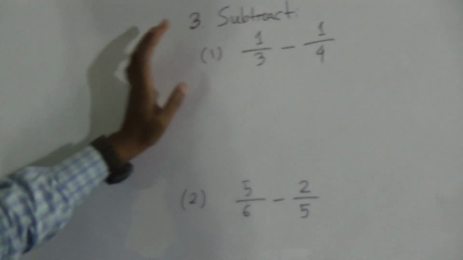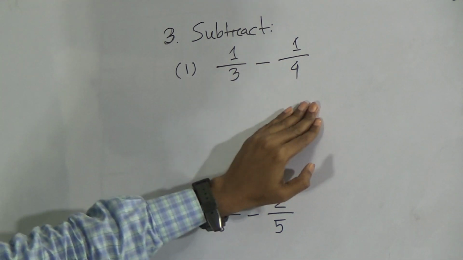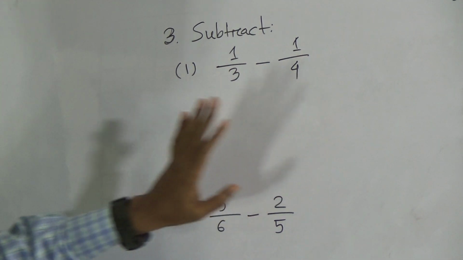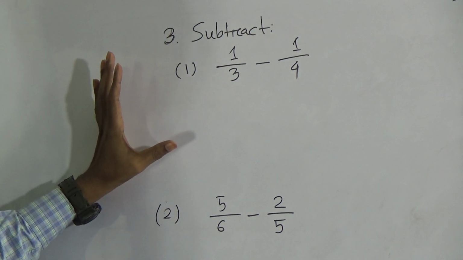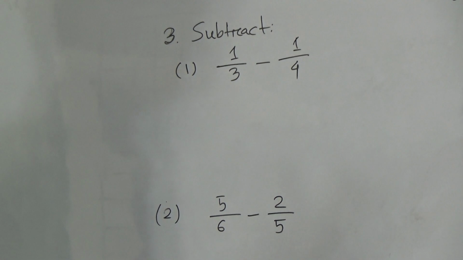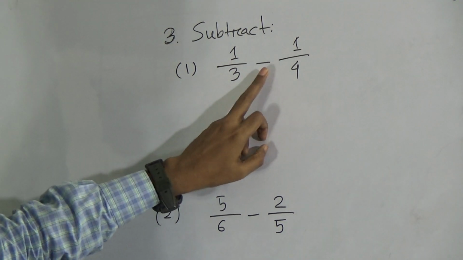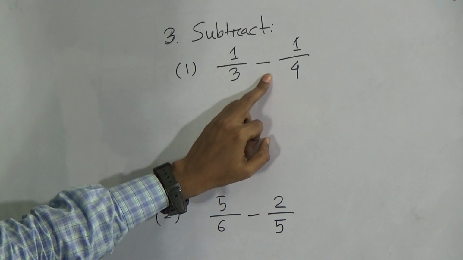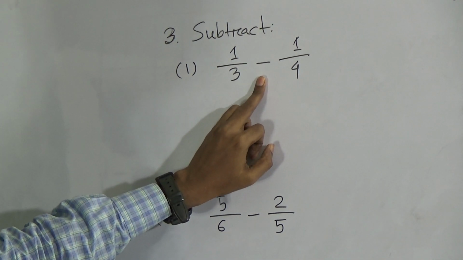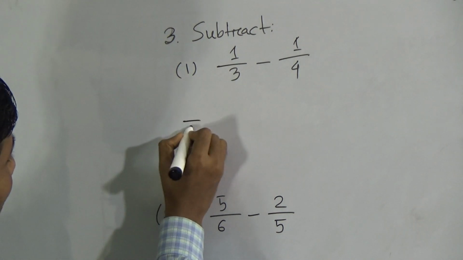Now look, question number 3, subtract 1 by 3 minus 1 by 4. Look student, addition of fraction and subtraction of fraction are almost the same, but the difference is only the sign in the middle. Here the sign is minus, and in addition you put plus. Now let's solve question number 1 first.